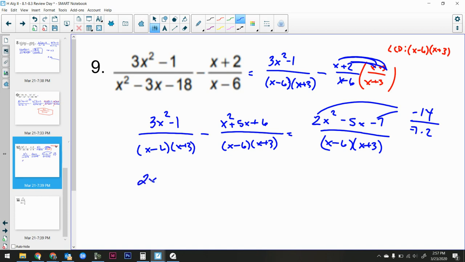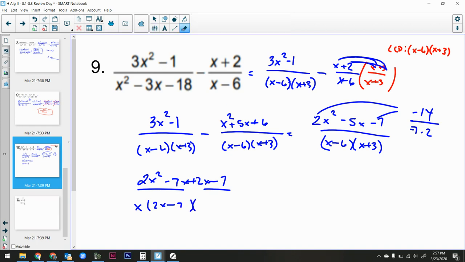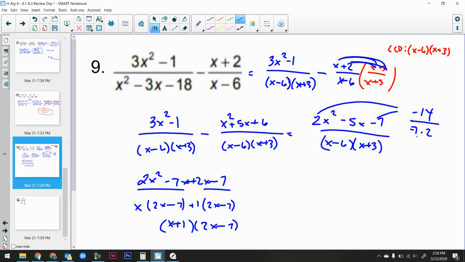So the top becomes 2x squared minus 7x plus 2x minus 7. Factor here, we get an x with a 2x minus 7, and then a 1. Oops, that's a plus 1. Oh, but that doesn't do anything. That's a bummer. 2x minus 7. So this is an x plus 1, and then a 2x minus 7. That turns into a 2x minus 7, x plus 1, it's a 7, folks. All divided by x minus 6, x plus 3.